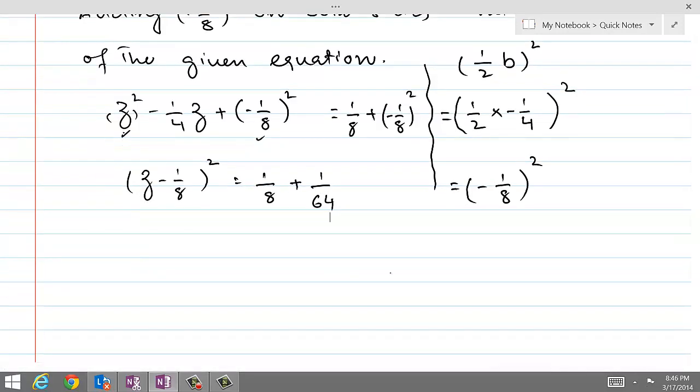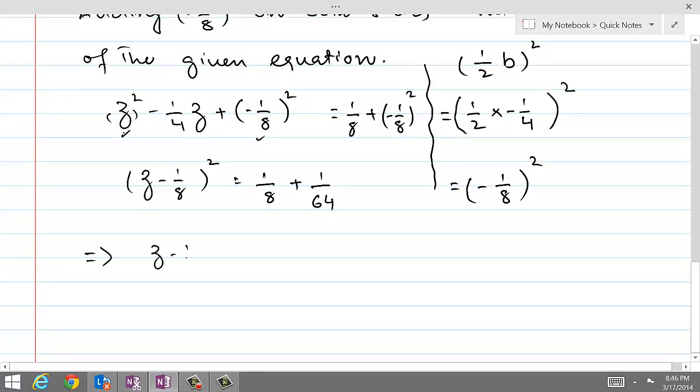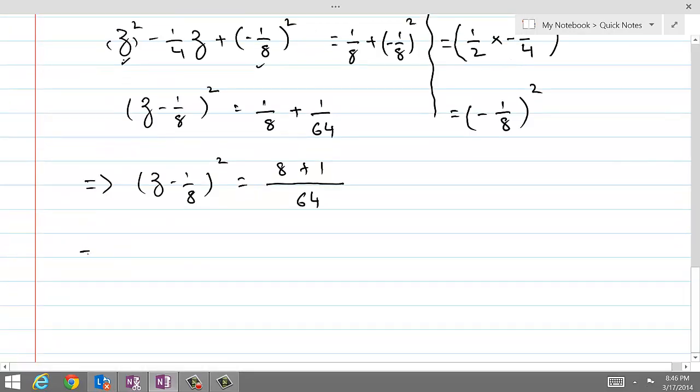So this is z minus 1 by 8 whole square equal to, if we take LCM 64, here it will be 8 plus 1, and we get z minus 1 by 8 whole square is equal to 9 over 64.